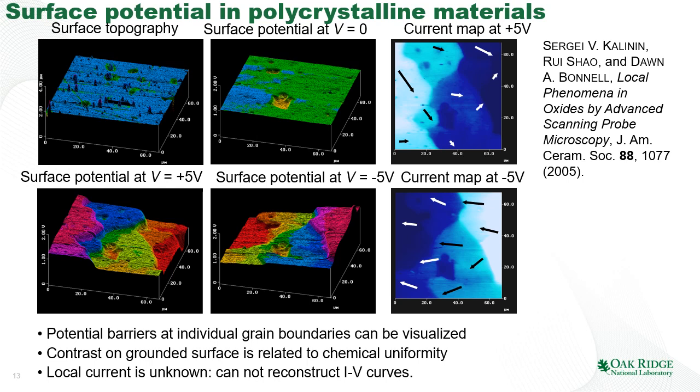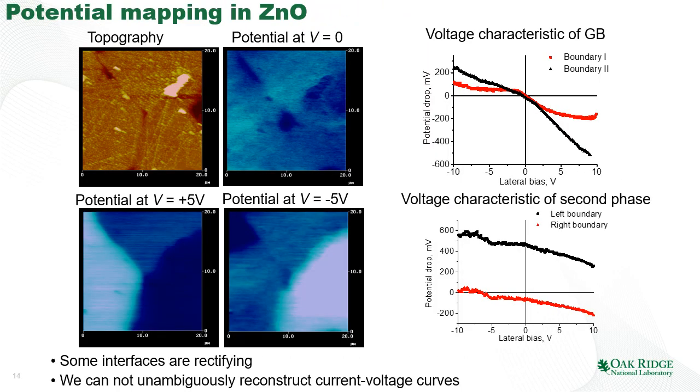Practically, these maps are not very reliable, simply because they are affected by the non-local cantilever effects. More importantly, we don't know how the screening phenomena are going to affect these behaviors as well. So the information is semi-quantitative. Also, we don't know the local current for the Schottky diode, for the Zener diode, and for the grain boundary. We know that the current is perpendicular to the interface. So in this case, we don't know the local current and we cannot reconstruct the IV curve. We just get a semi-quantitative picture of the transport behavior inside the polycrystalline material.